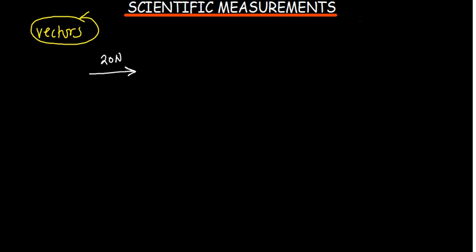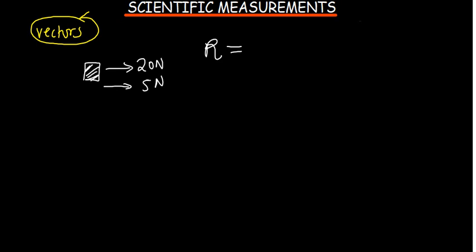Now, how do you add vectors? You can add two different vectors. Let's say you have a box here. You have one vector going like this, let's say it's 20 newtons, and another vector going like this, let's say it's 5 newtons. They say find the sum of these vectors. The resultant vector, that is the total, is going to be, because they are going in the same direction, 20 added to 5, which gives you 25 newtons. That is the total for this one. Is that okay?